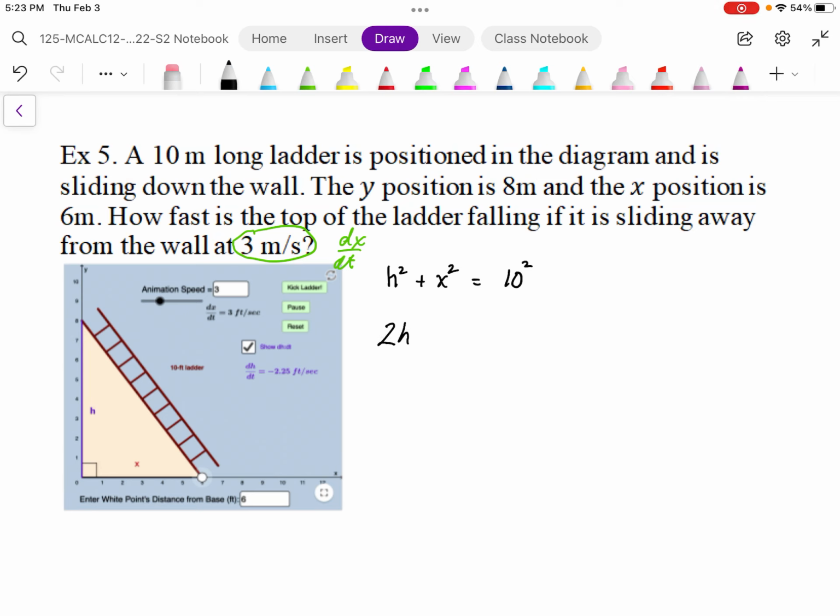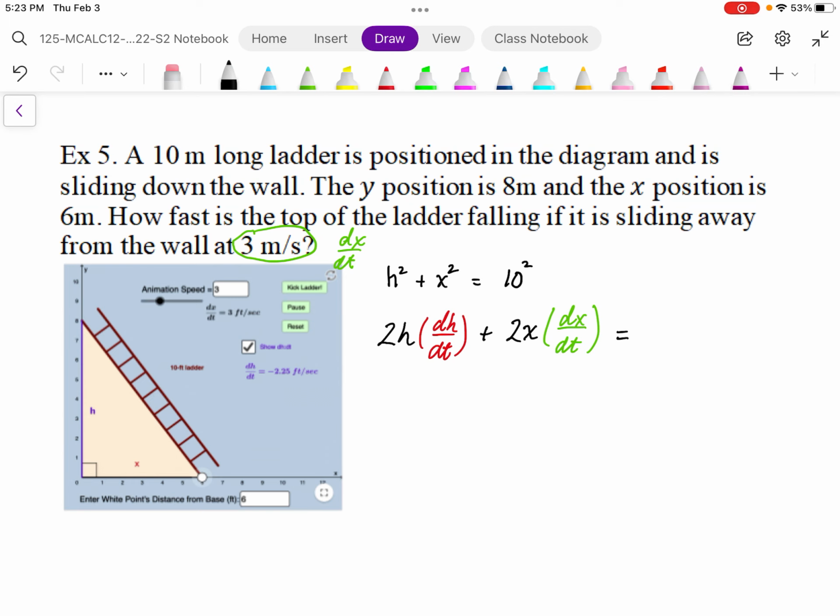So I'm going to first of all differentiate the h squared to 2h, and then I'm going to apply the chain rule because the height is a function of time. So I'm going to multiply that by dh by dt. I'm applying the chain rule here. Plus, differentiate x squared becomes 2x, and then I'm going to apply the chain rule. I need to multiply by the derivative of x with respect to time. This is what I mean by differentiating with respect to time.